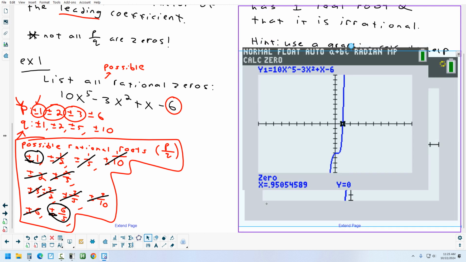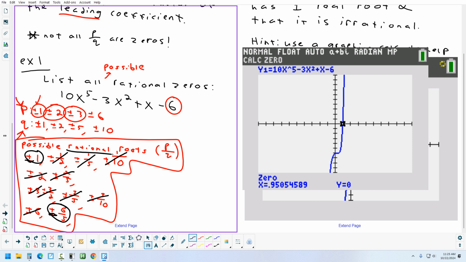I'm not sure if you can see it, but it says 0.9505. Remind me again, all these numbers that we had, what were they? Possibilities. They were all possibilities for the root. And what kind of possibilities were they? Rational. They were the rational possibilities for the root. These are the only possibilities for the rational root.